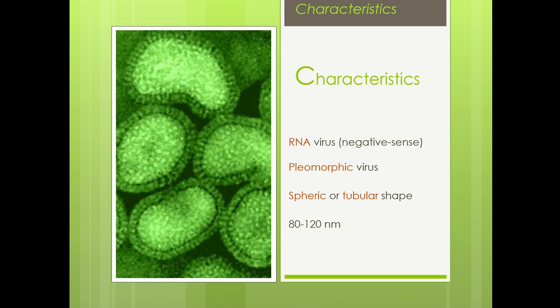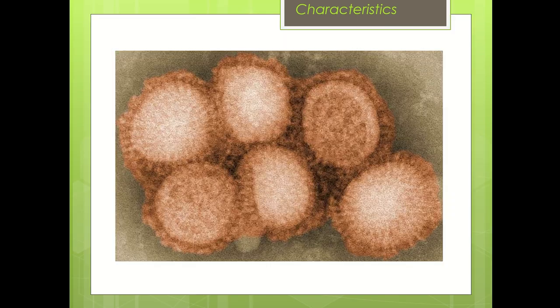General characteristics of Orthomyxoviridae include negative sense single-stranded RNA viruses, pleomorphic in their existence. It means it can change its size and shape irregularly. So it is mostly spherical in shape, sometimes tubular in shape. Size ranges between 80 to 120 nanometers. This is the structure of the viruses, which are pleomorphic and changing shape at any given time.